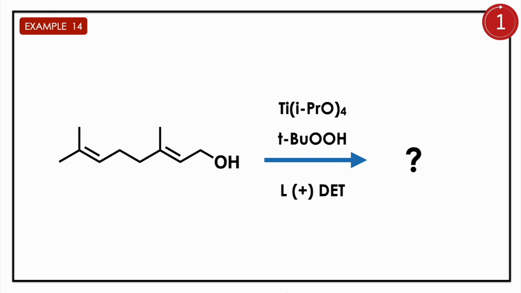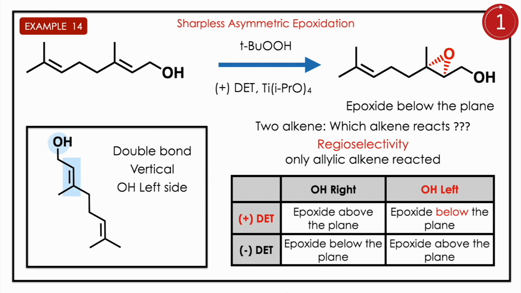Then the next example. Here you have linear chain compound with two trans alkene, two methyl group, one OH. You are using titanium isopropoxide, tertiary butyl peroxide, L plus DET. You should find what will be the final product. Here you have allylic alcohol, plus DET you are using.